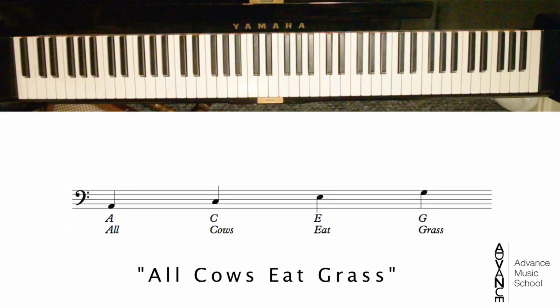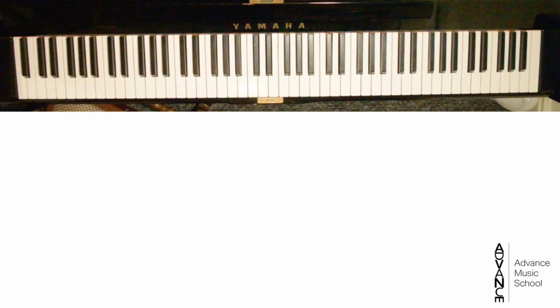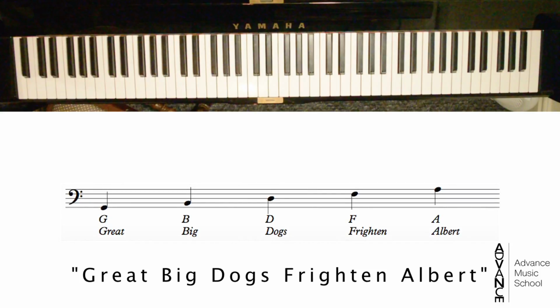The first is all cows eat grass. The first letter represents each of the spaces in bass clef. The first is A for all, the second is C for cows, the third is E for eats, and the fourth is G for grass. For the lines, we can use great big dogs frighten Albert in a similar way. The first letter for each of these represents the notes for the lines. The bottom line is G for great, the second line is B for big, the third line is D for dogs, the fourth line is F for frighten, and the last line is A for Albert.